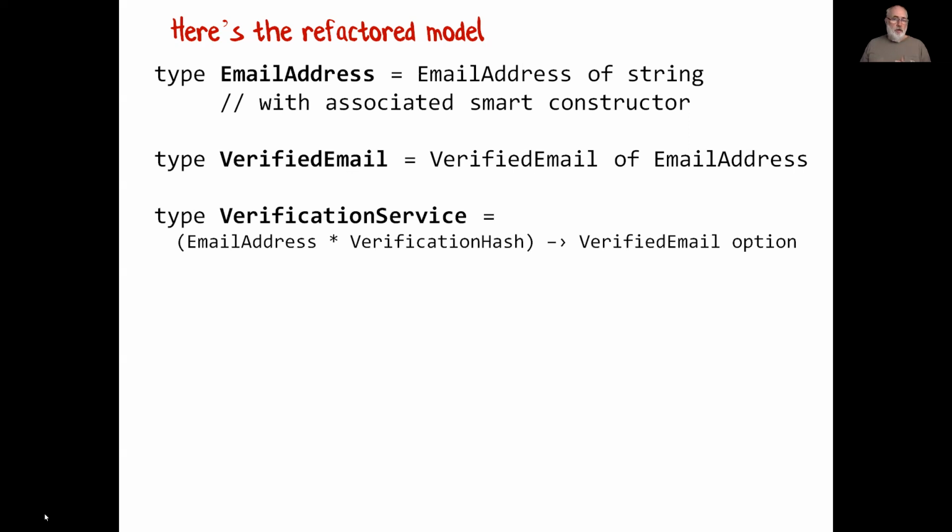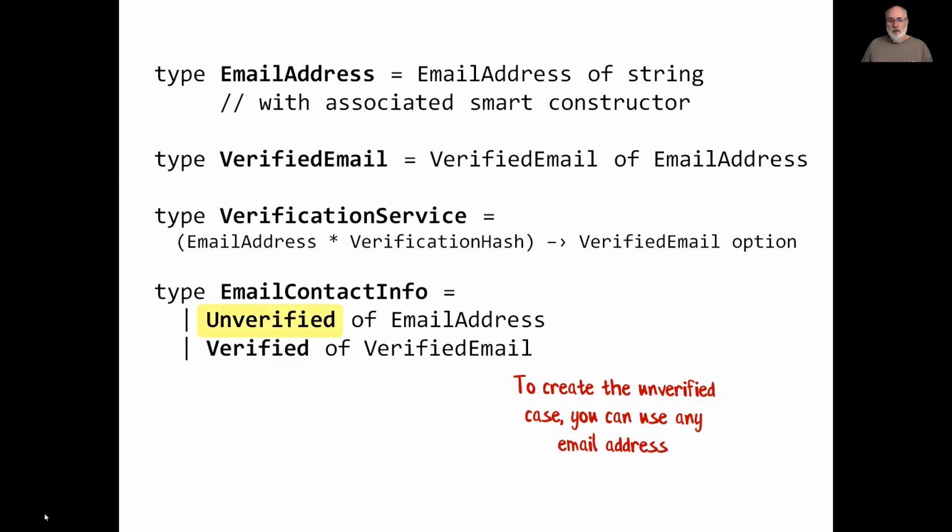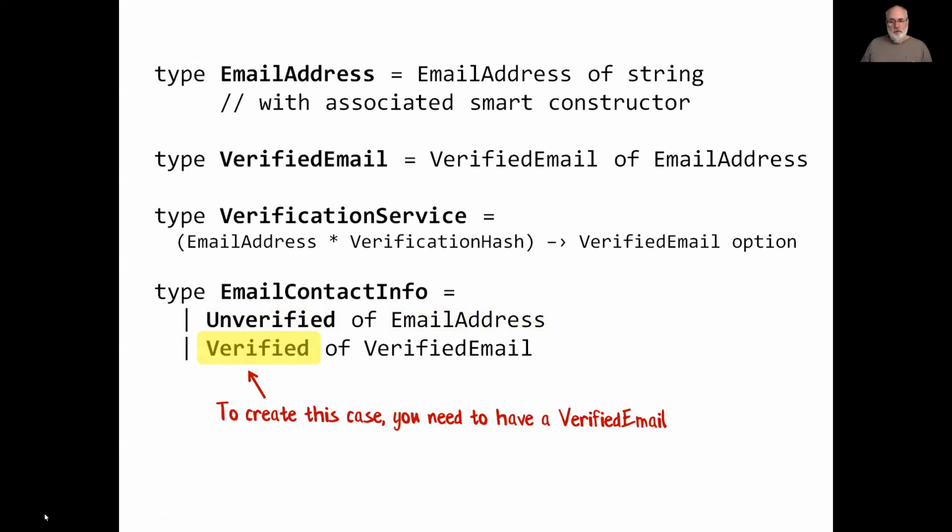Next, I'm going to model the verification service, and I'm going to say that is something which takes in an email address and some sort of hash as the input, and the output is an optional email because it might not work. And then finally, I can go back and refactor this email contact information to be a choice between unverified and verified. So I've got rid of the Boolean and replaced it with a choice between two cases. Now, in the unverified case, all I need to create that case is a normal email address, so that's not a problem. But to create the verified case, I have to have a verified email.